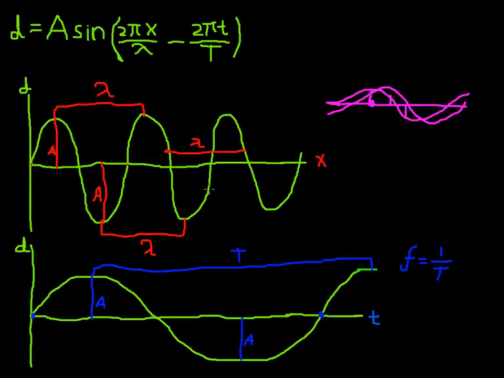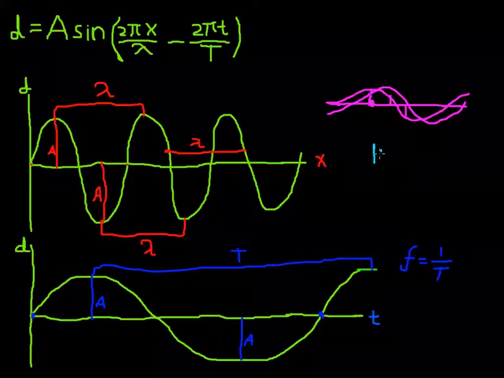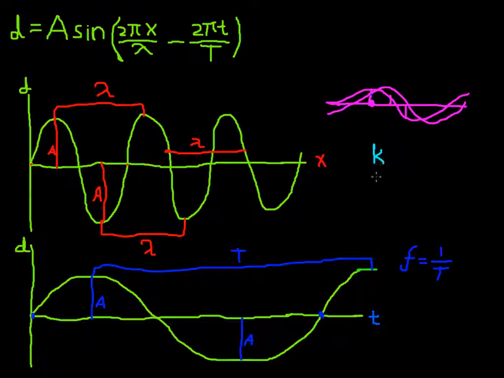This is the basic wave equation. I just want to go through a few other variables. Sometimes it is useful, and as you will see, it's very useful in terms of this equation, to define two other things. I'm going to call them k and omega.